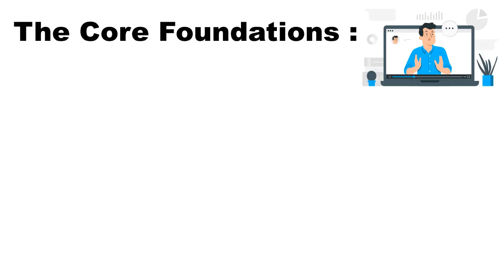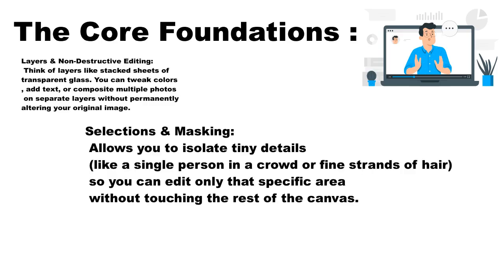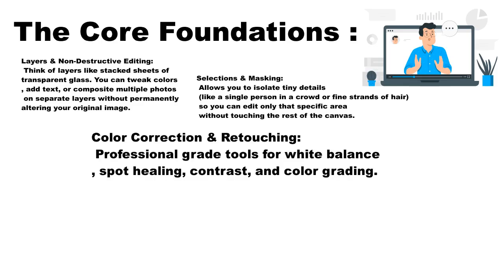The core foundations. Layers and non-destructive editing. Think of layers like stacked sheets of transparent glass. You can tweak colors, add text, or composite multiple photos on separate layers without permanently altering your original image. Selections and masking allow you to isolate tiny details, like a single person in a crowd or fine strands of hair, so you can edit only that specific area without touching the rest of the canvas. Color correction and retouching. Professional grade tools for white balance, spot healing, contrast, and color grading.